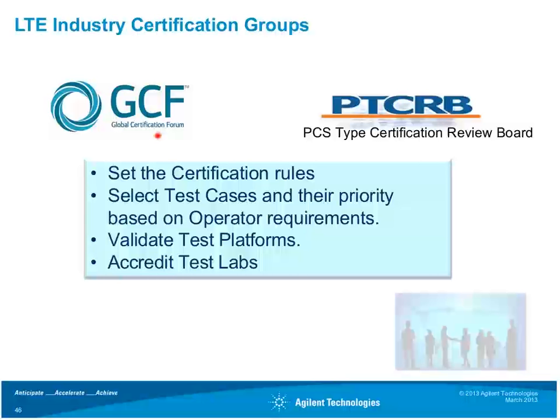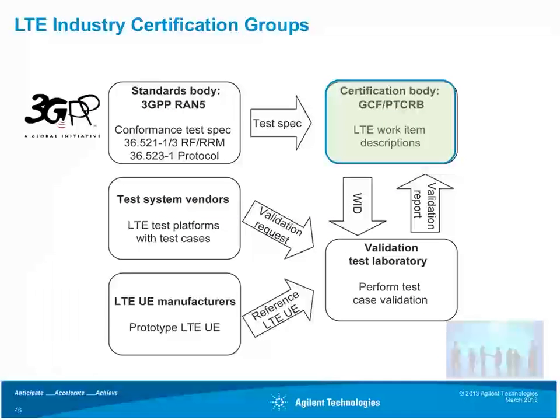The second certification body is in the United States, and it was formed with PCS. It's called PCS Type Certification Review Board, or PTCRB, and this board provides certification in North America. So both groups set the certification rules, select the test cases and their priorities, they validate the test platforms, and they accredit the test labs.